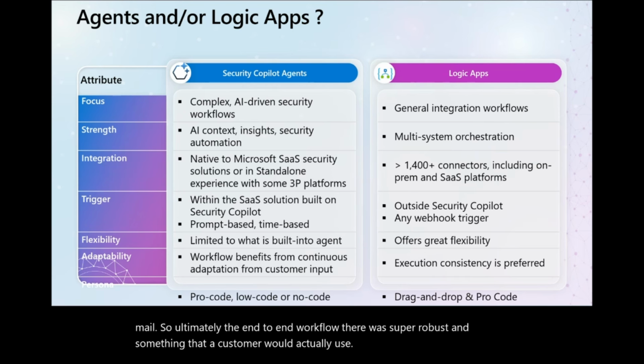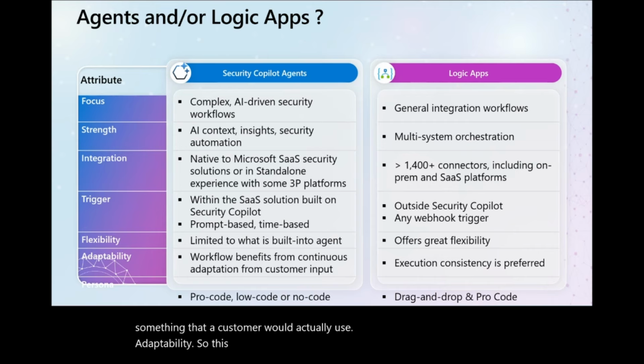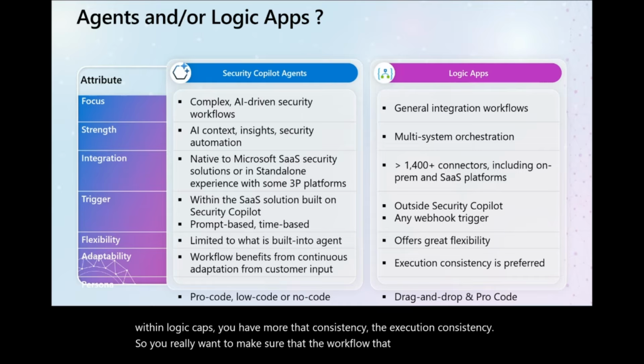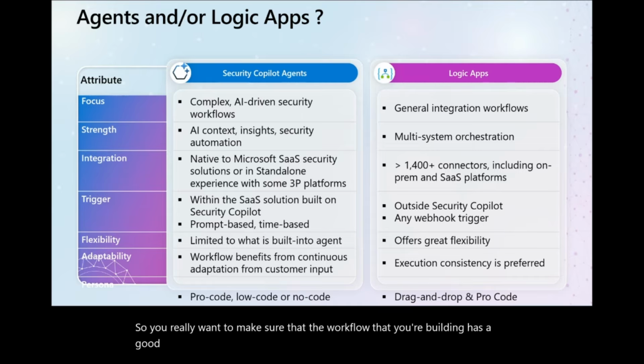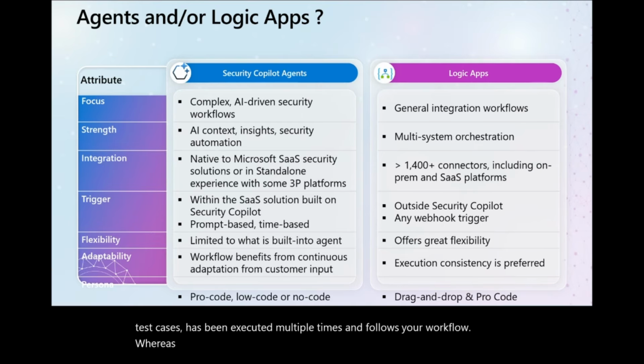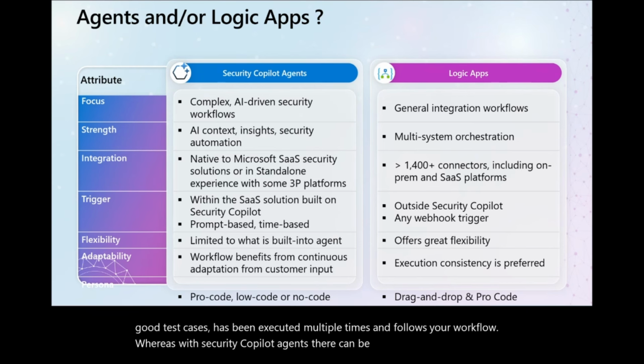Adaptability. This is where Logic Apps and agents really differ, I would say. Within Logic Apps, you have more of that execution consistency. You really want to make sure that the workflow you're building has good test cases, has been executed multiple times, and follows your workflow. Whereas with Security Copilot agents, there can be variability, and that's sometimes a good thing and a strong suit because the workflow can benefit from this continuous adaptation.